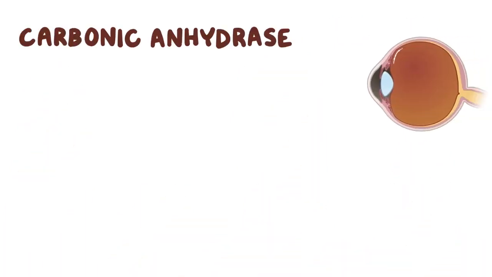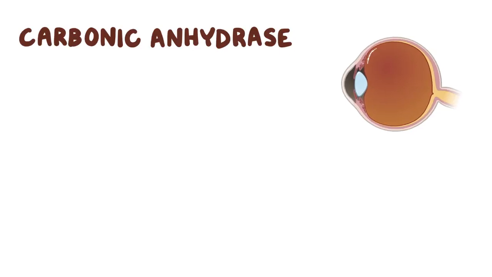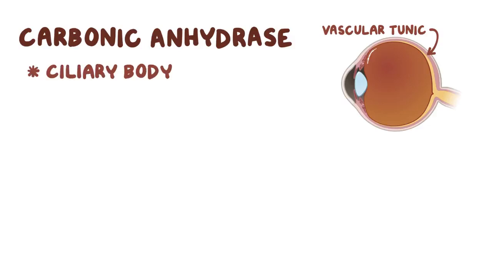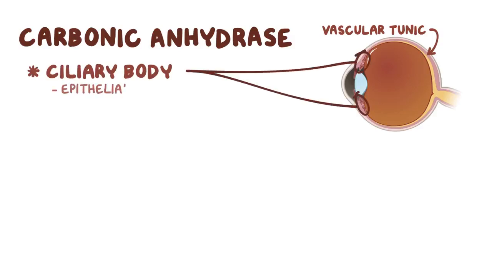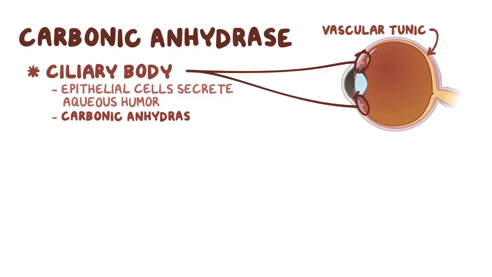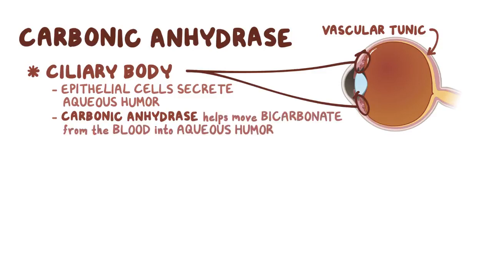Switching gears just a little bit, carbonic anhydrase can also be found in the eyes, specifically in the middle, vascular tunic of the eye. Here's where we can find the ciliary body, which is also lined by epithelial cells that secrete aqueous humor into the posterior chamber of the eye. And carbonic anhydrase helps move bicarbonate from the blood into that aqueous humor.